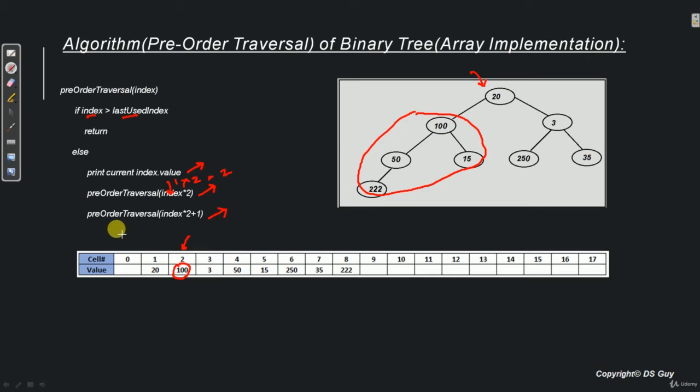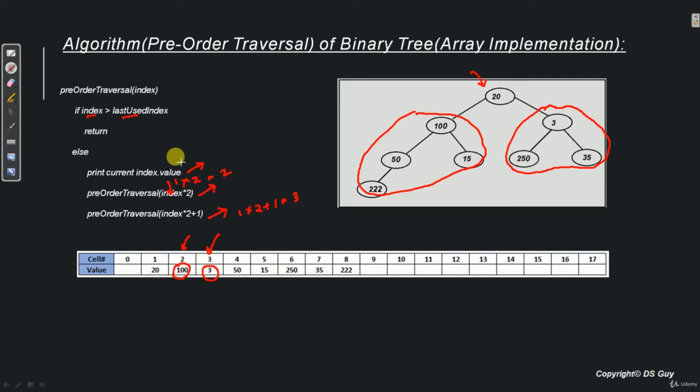Similarly, here we are doing a recursive call on index into 2 plus 1, that is 1 into 2 plus 1, which equals 3. So what is there in 3? 3 is having value 3. Now what is 3 here? 3 is nothing but the right child or the right subtree of this bigger tree. So we see here, first we printed 20, then we did a recursive call on left subtree, and then a recursive call on right subtree. So this is how we do a pre-order traversal of a binary tree in an array implementation.